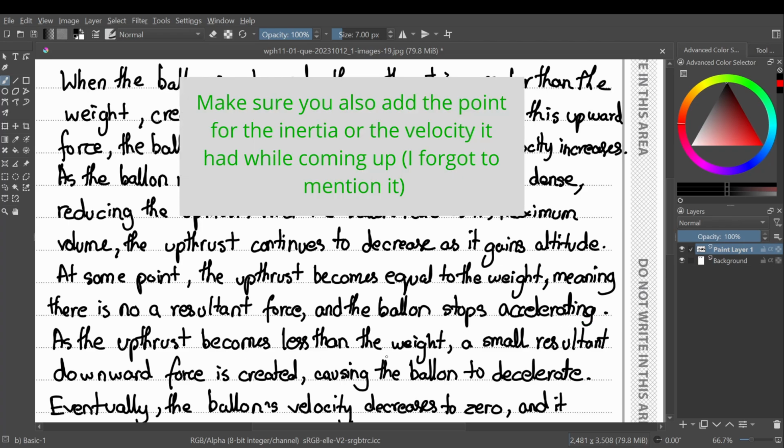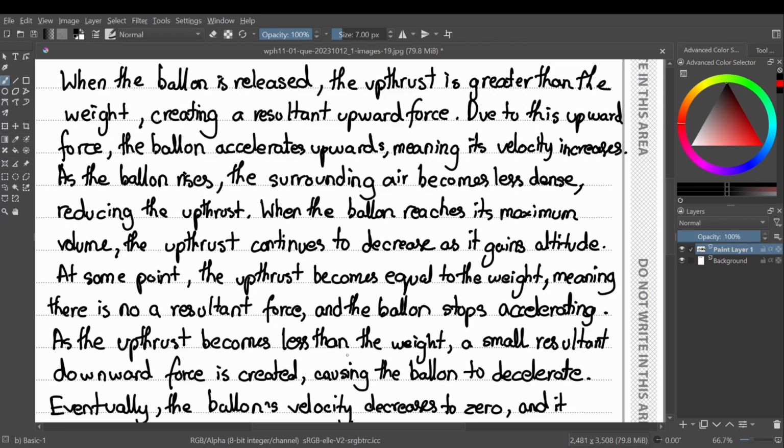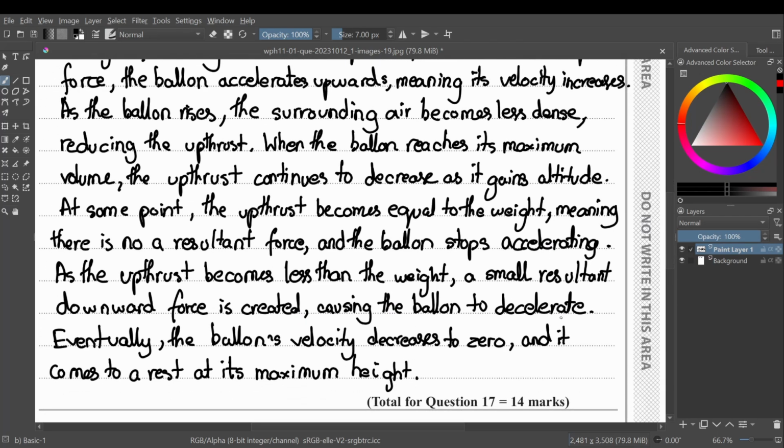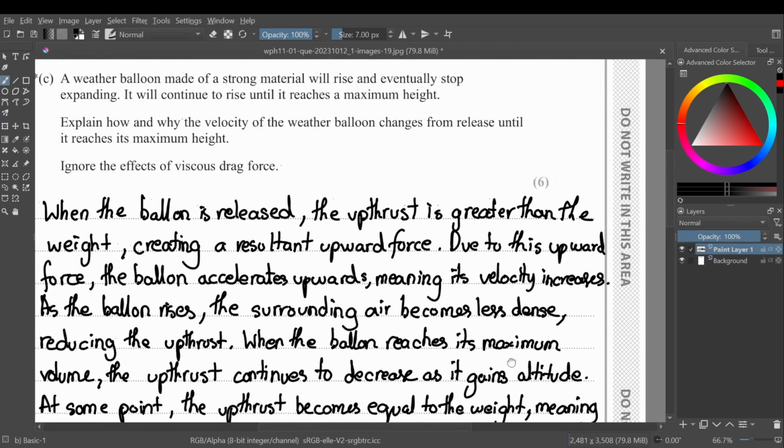As the upthrust becomes less than the weight, why does this happen, why is it becoming less? Because I have told you that because it had a previous velocity, the balloon went up a little bit more, even though it reached the point where upthrust was equal to weight. So here it says, as the upthrust becomes less than the weight, a small resultant force is created, causing the balloon to decelerate, meaning going down. Eventually the balloon's velocity decreases to zero and it comes to rest at its maximum height. So basically this is your final answer.